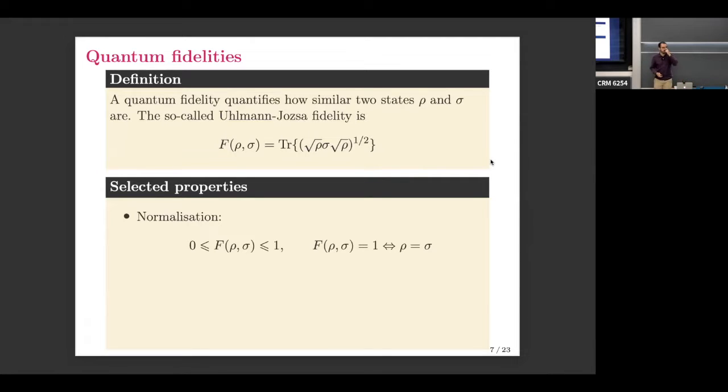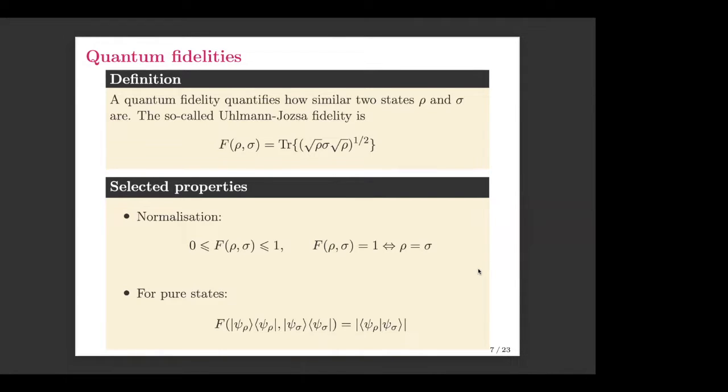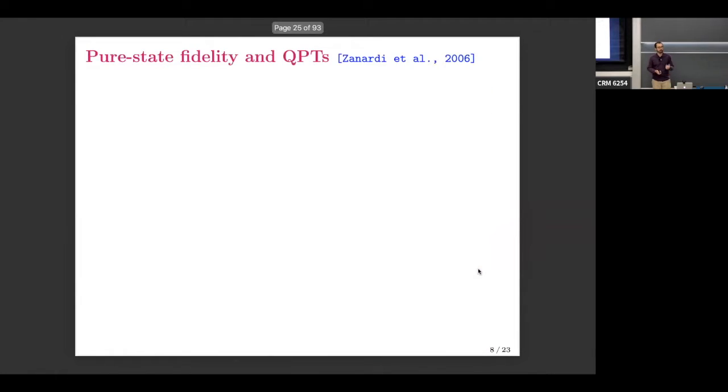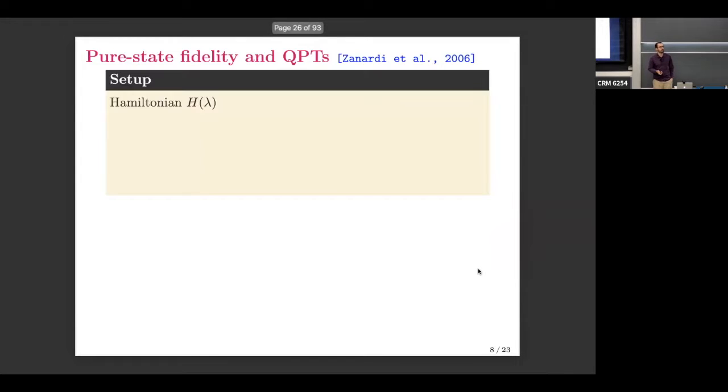That's the first property. And the second one is that in the case of pure states, when rho and sigma are just projectors on pure states, psi rho and psi sigma, the fidelity reduces to an overlap between these two states, which is maybe the most natural way of comparing two states: you just compute the overlap. When you have pure states, we say that it is a pure state fidelity, and it is very useful to detect quantum phase transitions. This is very old, very well known, but let me just remind you.